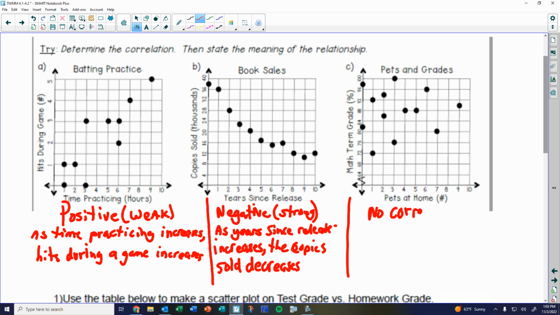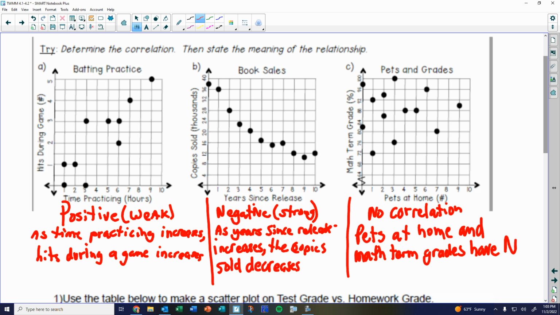Now, when you talk about this, you would say that the pets at home and the math term grades have no relationship. That basically means there is no correlation between you having pets at home and what grade you get in your math class for that term. Again, two variables that are just completely different.